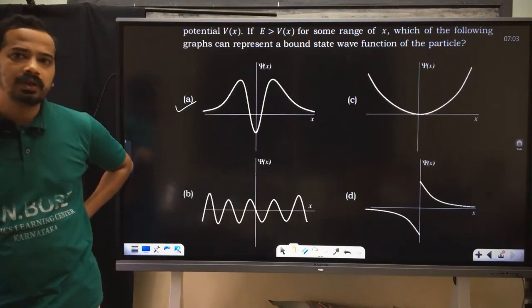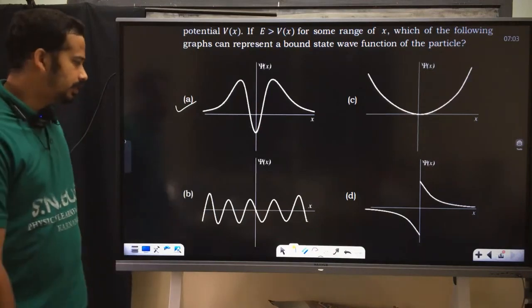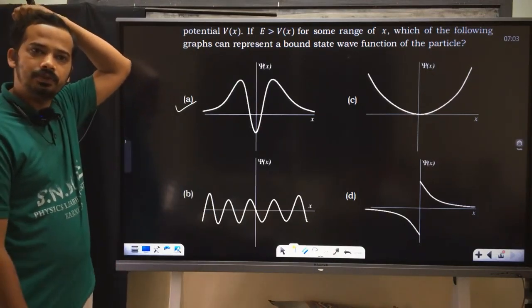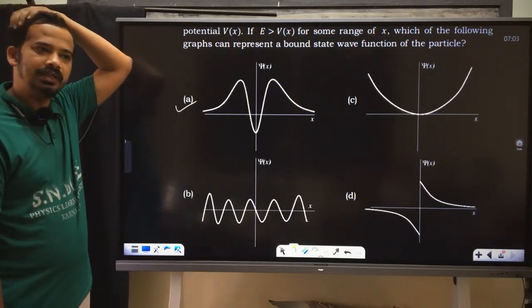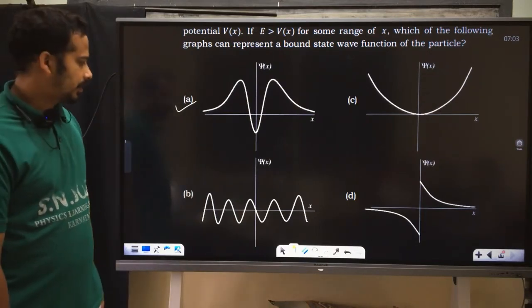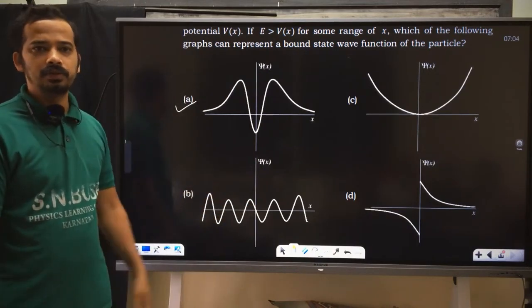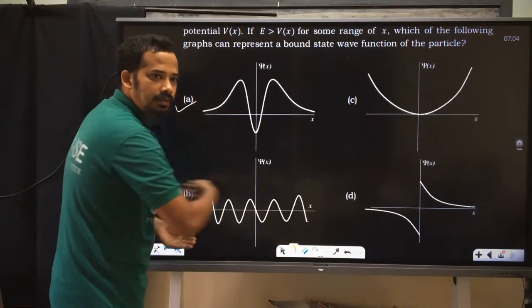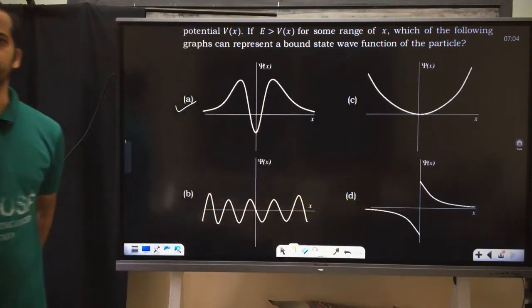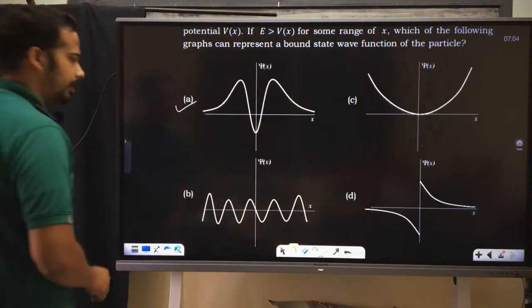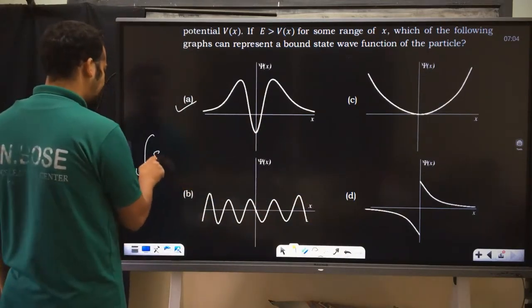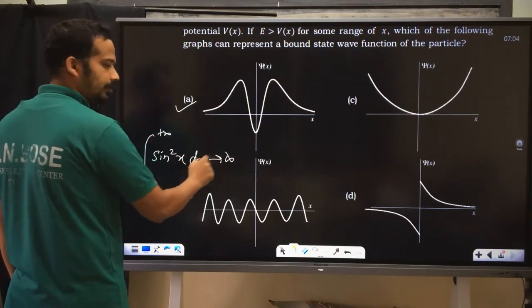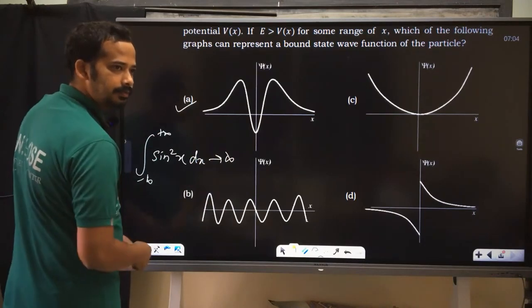What oscillatory function do we have? Suppose sine square x, you integrate from 0 to infinity or minus infinity to plus infinity. If you take the mod square, its integral is infinite, am I right? Negative will also become positive. Area under the curve will be infinite if it continues, if it is oscillatory. Suppose it looks like sine square x from minus infinity to plus infinity dx, that diverges. That cannot be normalized.